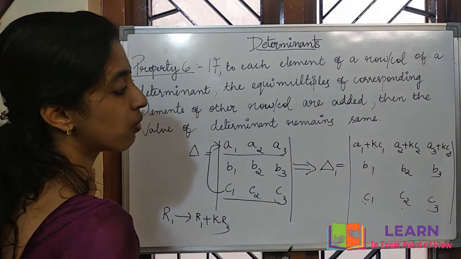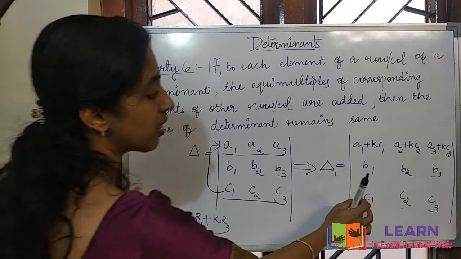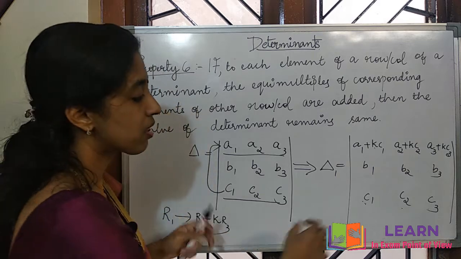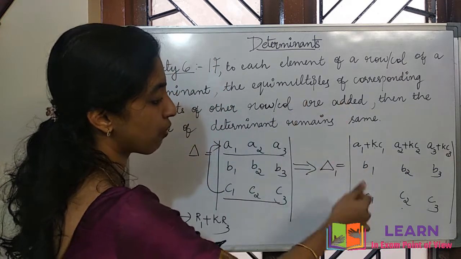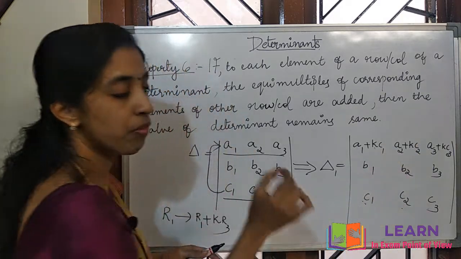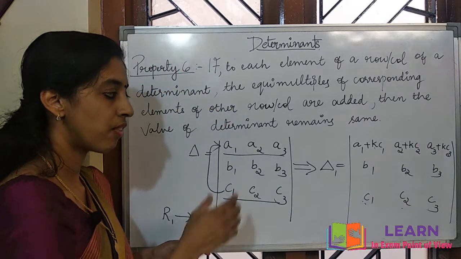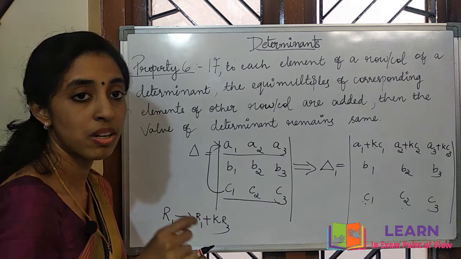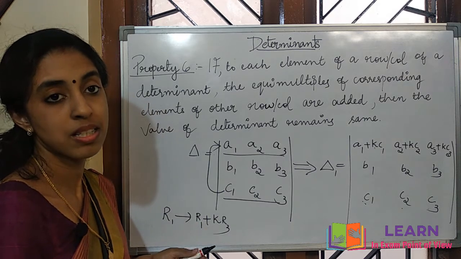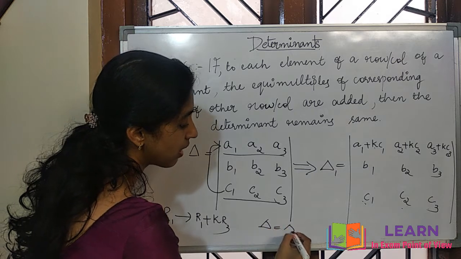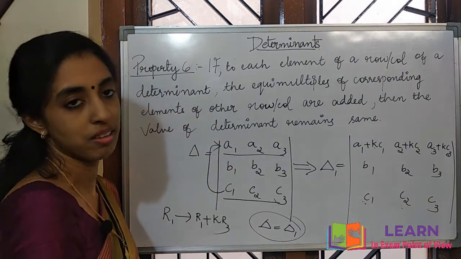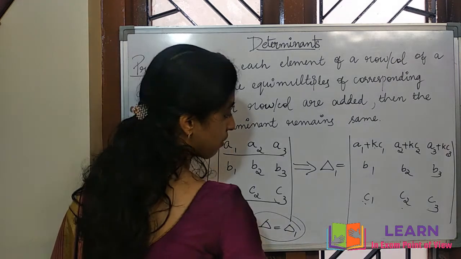First we multiplied with a constant k, then it is added to the first row. This is called the equimultiples. So the equimultiples of other rows are added to the first row, then the value of these two determinants will remain the same. That is property 6. That is, we need to verify that delta and delta 1 are actually equal. So we can verify this proof.